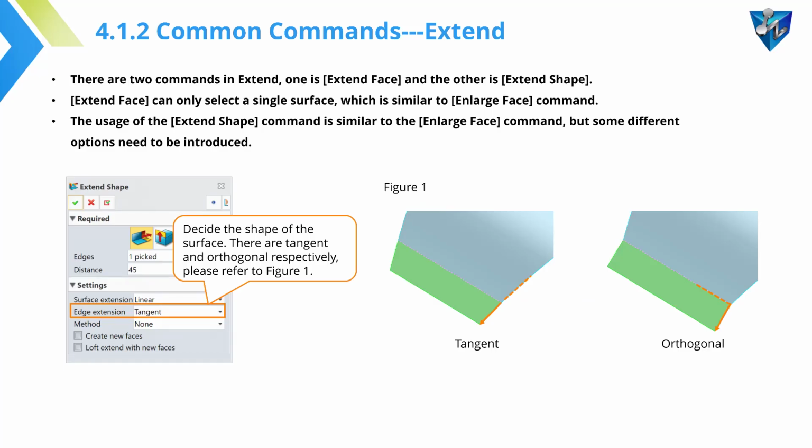The next command is extend. There are 2 commands in it. They are the extend face and the extend shape respectively. But both of these commands are similar to the enlarge face command. So some options are the same as the enlarge face command. Just some options need to be introduced, such as the edge extension. There are 2 options in it. Tangent means the edges of the extended surface are in a line. The orthogonal means the edges of the extended surface are perpendicular.